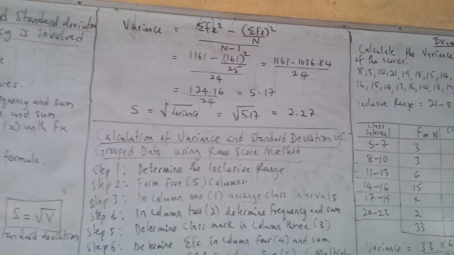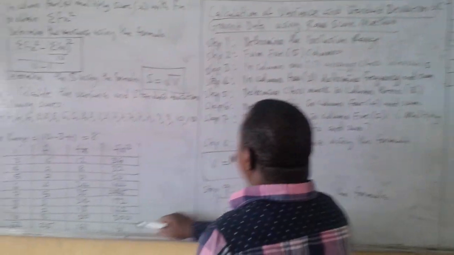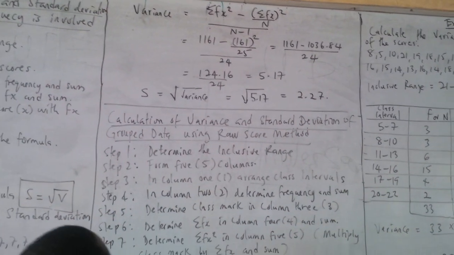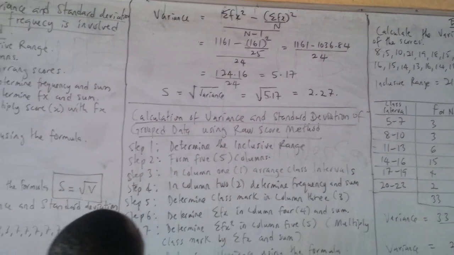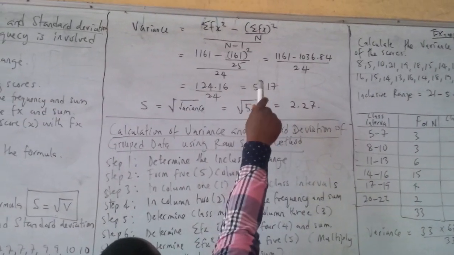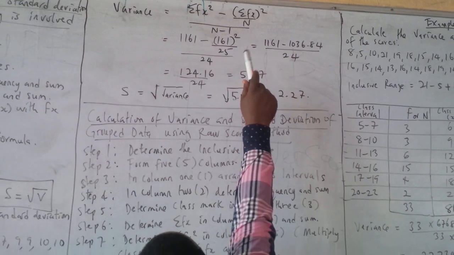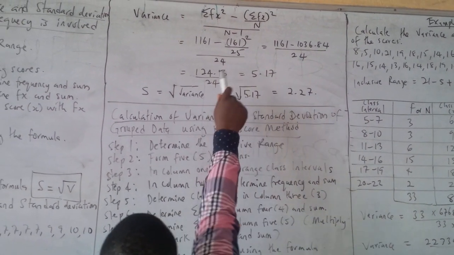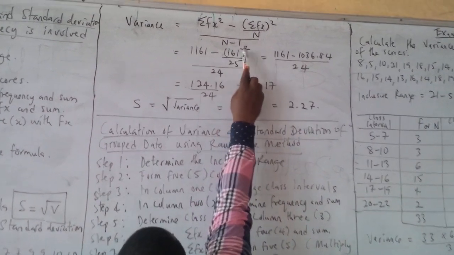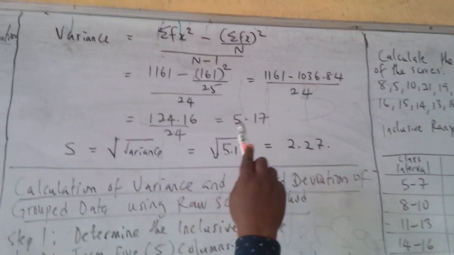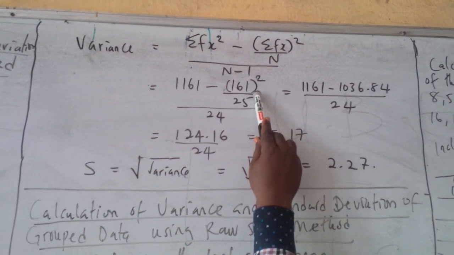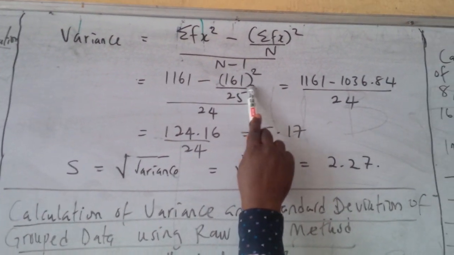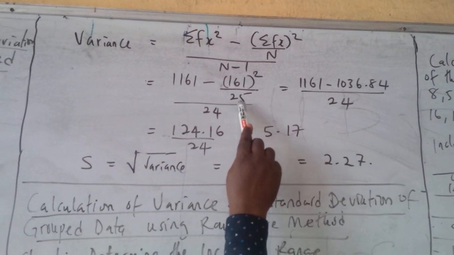Now sum of fx is 1161. Sum of fx is 161 all over 25, all over 25 minus 1. And you can see it there. And so you square, since it is there in the formula, you square this 161. Remember to square it first before you divide by 25.